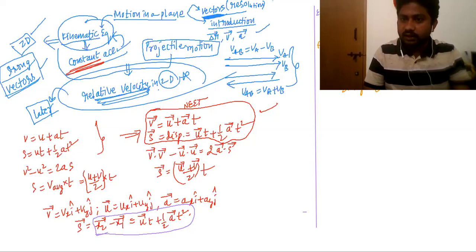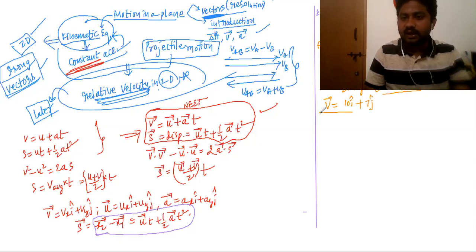So what I can write here? 2i cap plus, so this 4i cap into 2, that is 8. Understand? So 8i cap. Clear? Plus, it's 3j cap is here. So 3j cap plus, so what is that? 2 into 2, 4j cap. So that is the answer. So what we can write, v bar is equal to, so 2i plus 8i, it's 10i cap plus, so the 3j plus 4j, it is 7j cap.